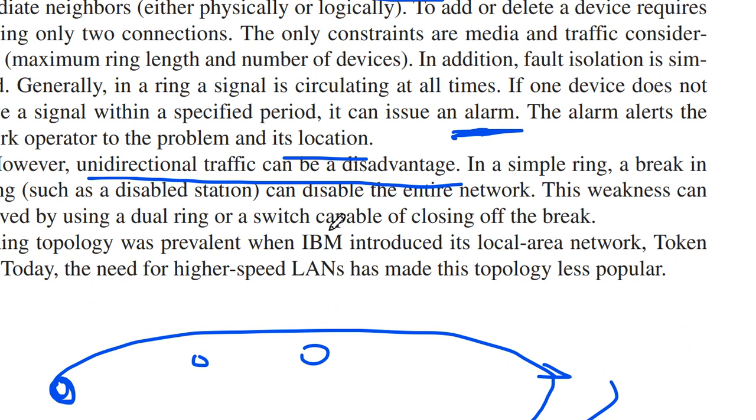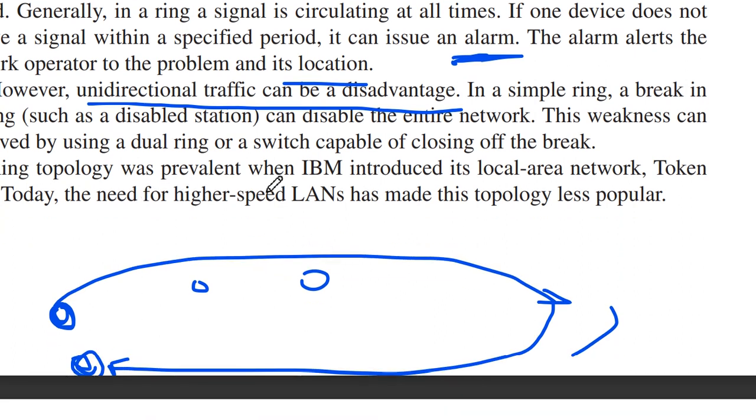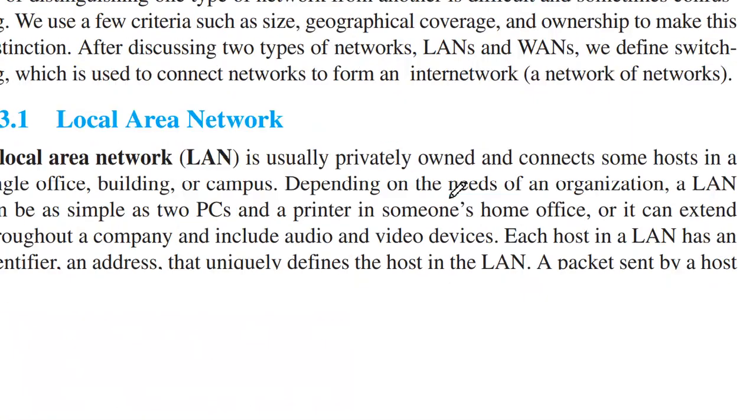This weakness can be solved by using a dual ring, which is one of the newer topologies. We have to make a dual ring, and that disadvantage can be eliminated, because one way we send the data, and if it is not working, the other way it will go. That is called a dual ring. Here we are not interested in discussing the dual ring topology. Ring topology was prevalent when IBM introduced its local area network. It means International Business Machines introduced this topology and used it in their LAN networks. So this is all about ring topology.